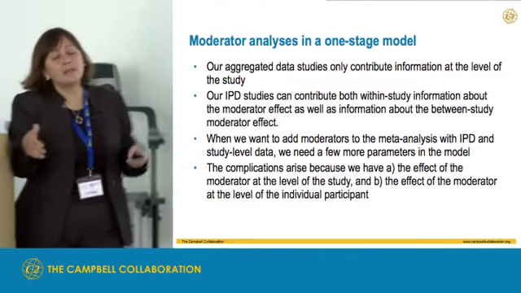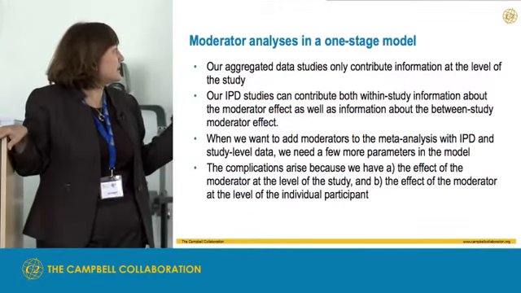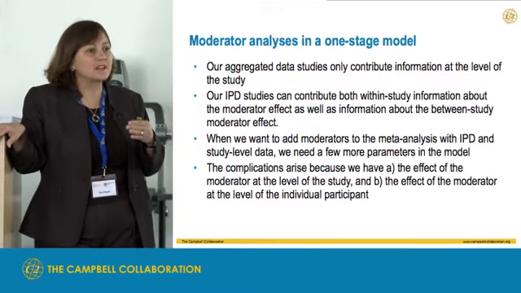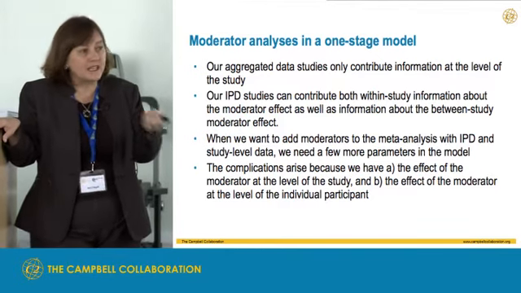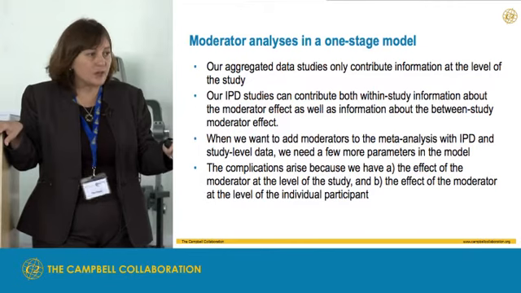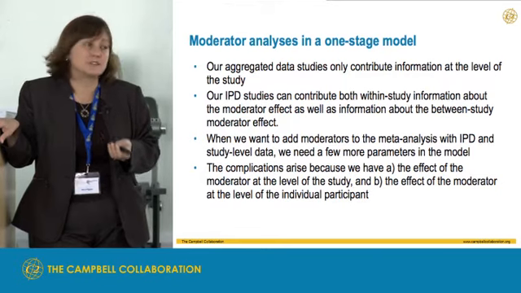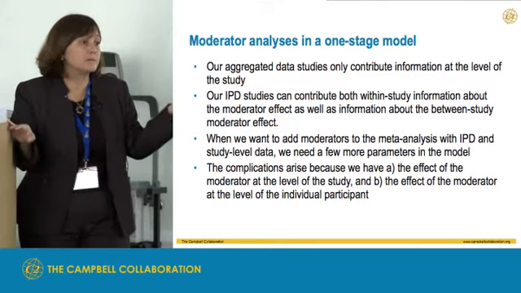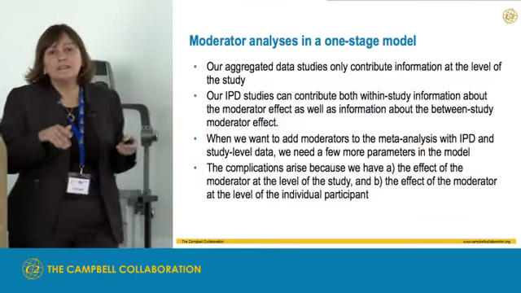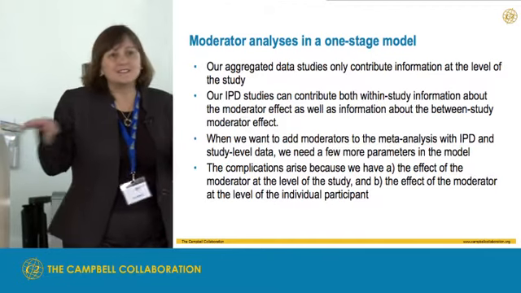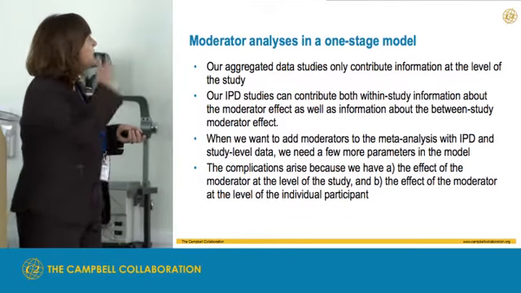So when we want to add moderators to this model, things get a little more complicated. We need a few more parameters because we have to recognize that we have an interaction within studies between any given moderator and the outcome, and then the between studies interaction between any given moderator and study level. So that's where these models end. Then there's lots of neat and clever modeling things to put in the models to parameterize it correctly so that we get at those issues.